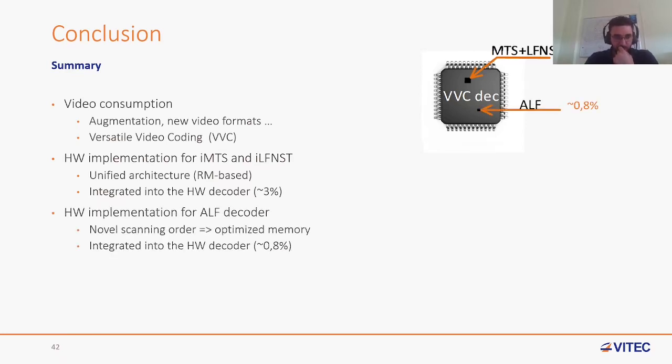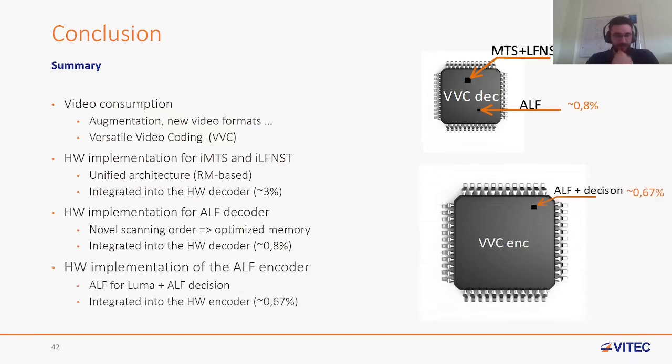Then we presented our proposed hardware implementation for the adaptive loop filter. Here we presented our novel scanning order that optimizes the memory consumption. This solution also got integrated into the hardware decoder with a total of 0.8% of the chip surface. Finally, we presented our proposed hardware implementation for the adaptive loop filter for the encoder context. In this part, we showed that the ALF encoder has two phases, a Luma filtering phase and a decision phase. This solution also got integrated into the VVC encoder with 0.67% of the total area.